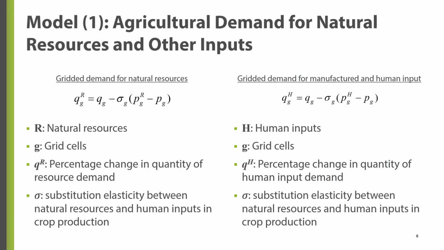This slide shows the linearized form of demand for the 2 inputs in percentage change form. The first equation shows that the percentage change in demand for natural resources depends on the percentage change in production, the substitution elasticity, the percentage change in the rent for natural resources, and the percentage change in crop prices. Similarly, the percentage change in demand for the human and manufactured input depends on the percentage change in production, substitution elasticity parameter, percentage change in the wages or costs of the human input, and percentage change in prices.